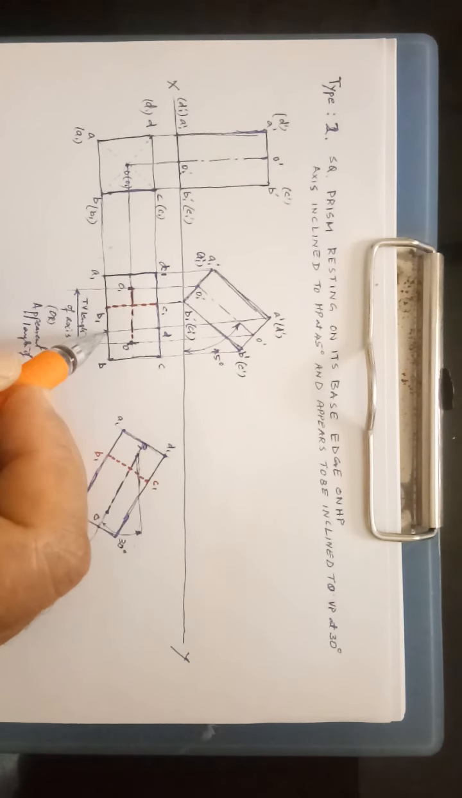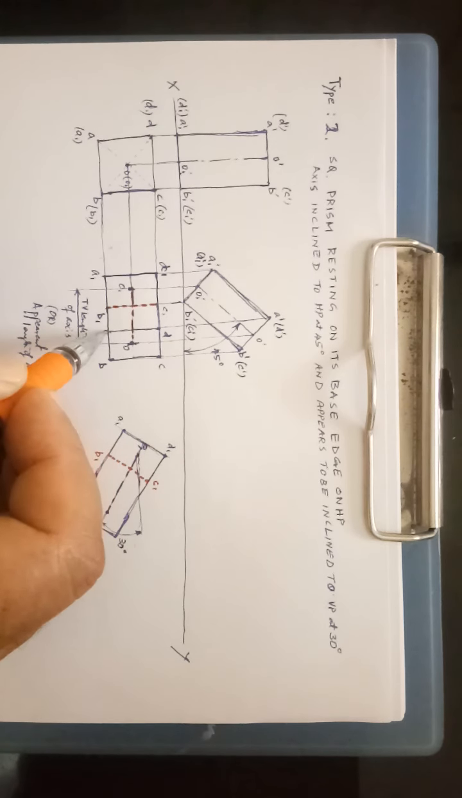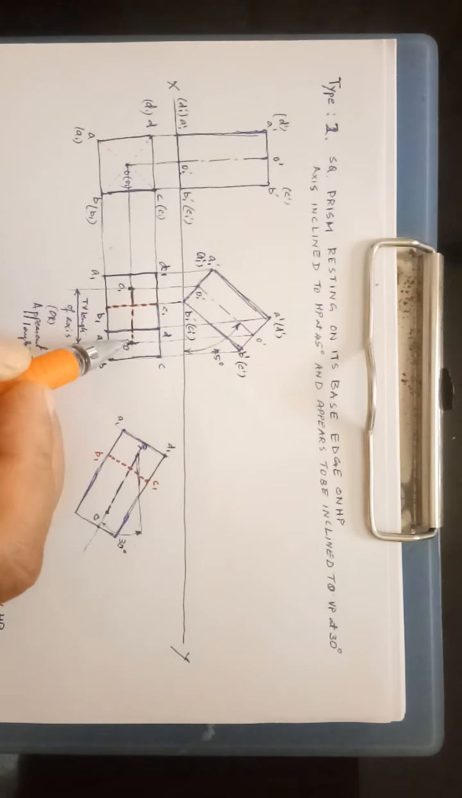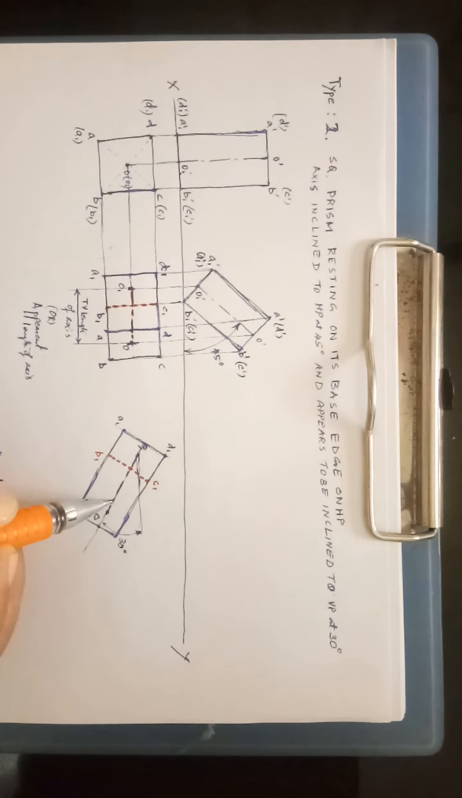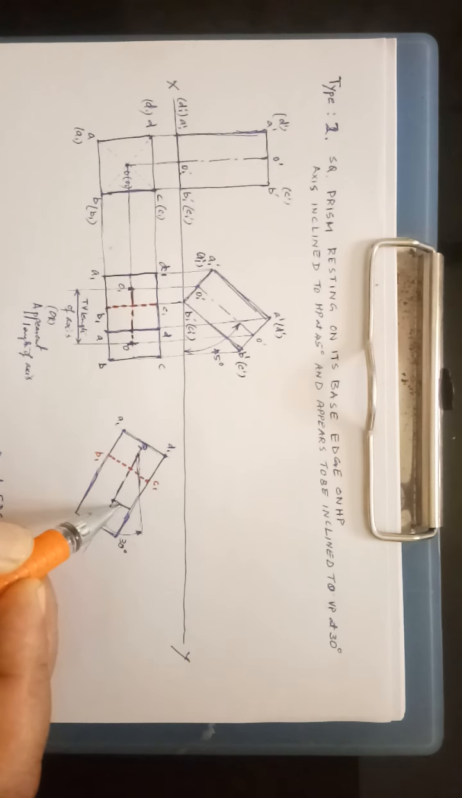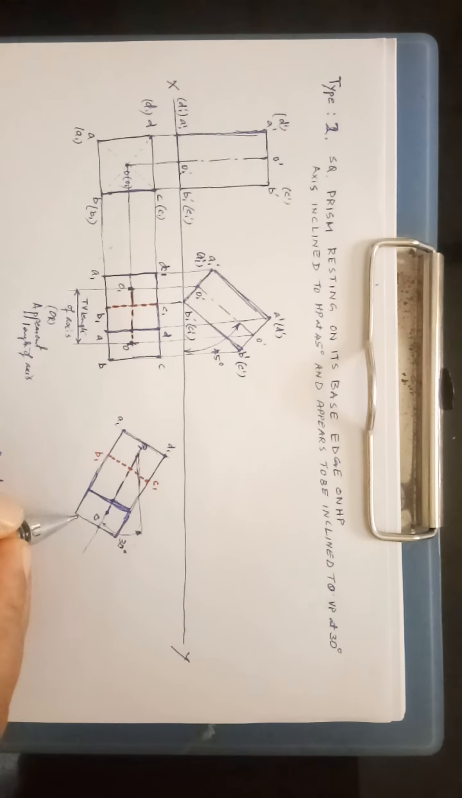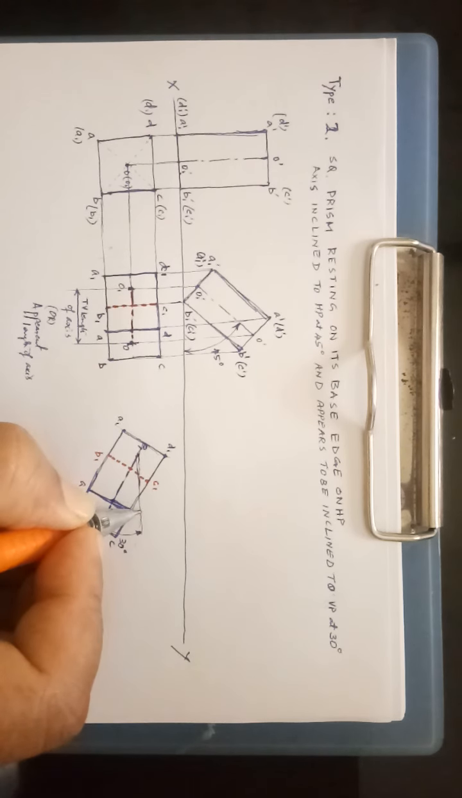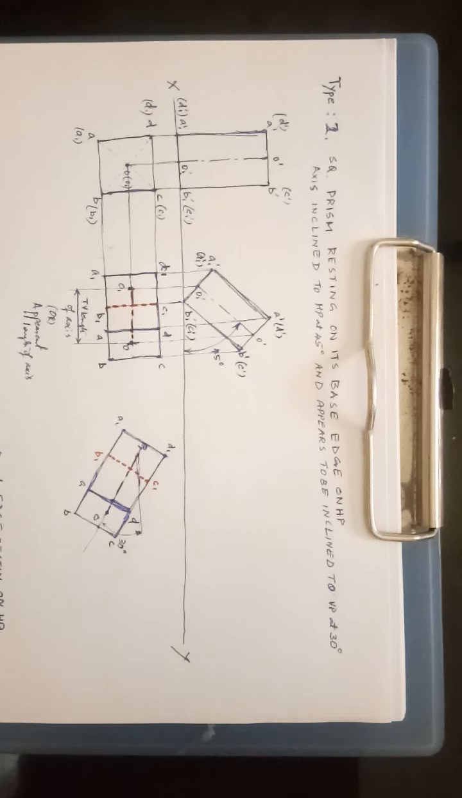Then to draw the line AD, okay, measure the distance from O, okay, and mark it here and draw a line perpendicular to the xy line and perpendicular to the axis. So this will be here A, B, C and D. Okay, now this completes the top view in the given position, that is the VP condition.